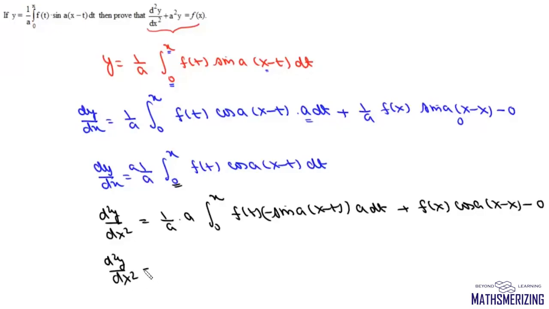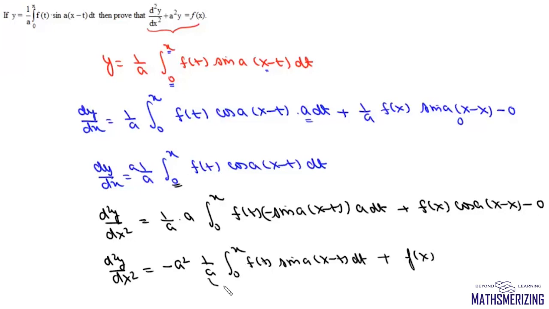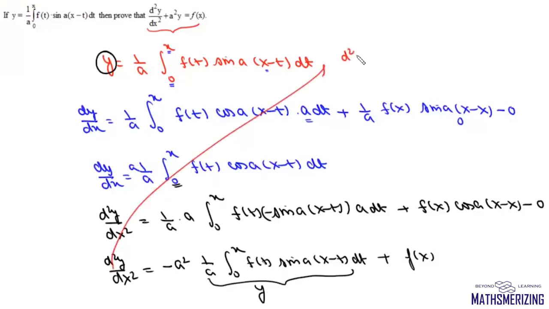So this d2y upon dx square will be simply a square into 1 upon a integral 0 to x, and we'll take this minus sign out, and it'll be f(t) sin a(x minus t) dt, and here it will be simply f(x), and cos 0 is 1. So we'll write this as f(x). Now this 1 upon a, this integral, is nothing but y. So we'll put the value of y here. We can write this result as d2y upon dx square plus a square y equal to f(x), and this is what we need to prove.